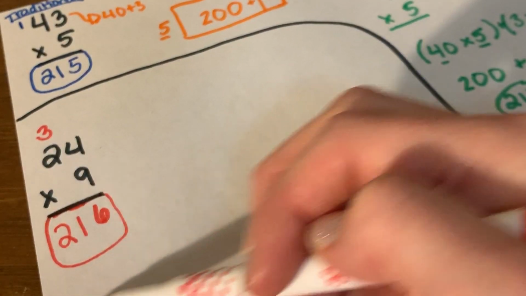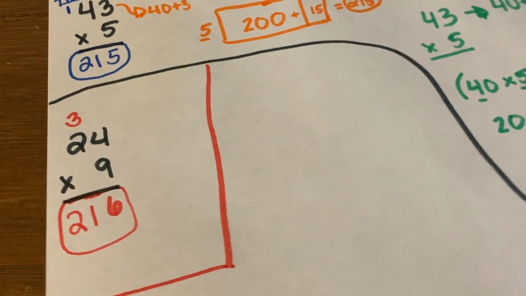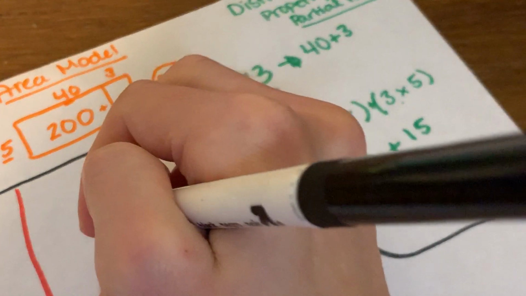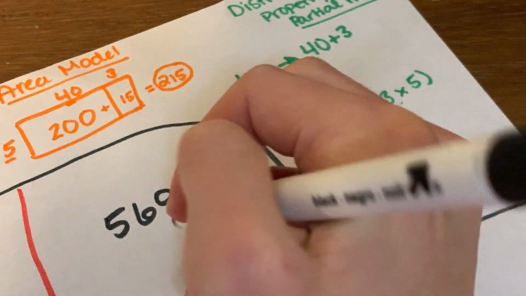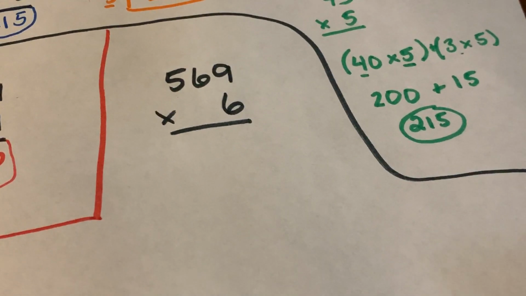All right. And let's do one more. And this time I'm going to throw a 3-digit number at you. 569 times 6. Go ahead and take a second and solve that one.